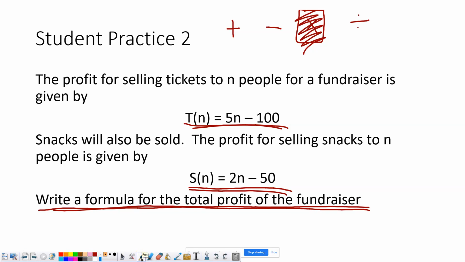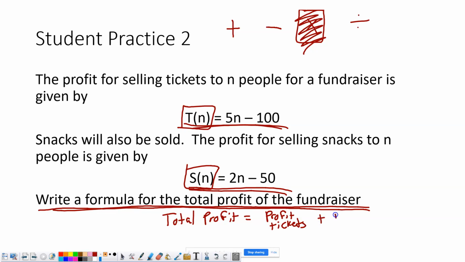Okay, so write a formula for the total profit. Well, we have two sources of profit. We have tickets making profit for us, and we also have snacks. If you want to find the total profit, wouldn't you want to take the profit from the tickets and add that to the profit of the snacks?